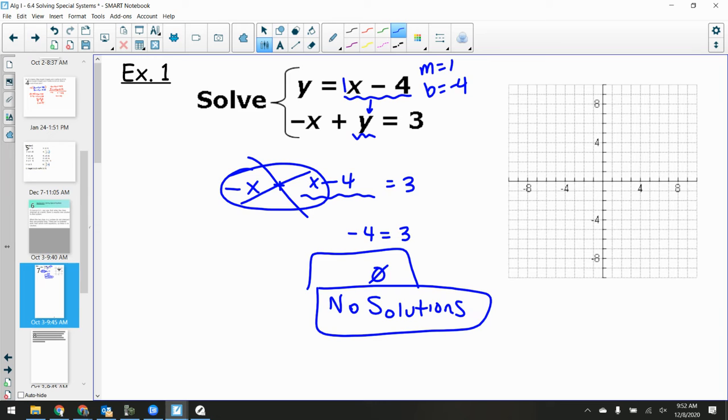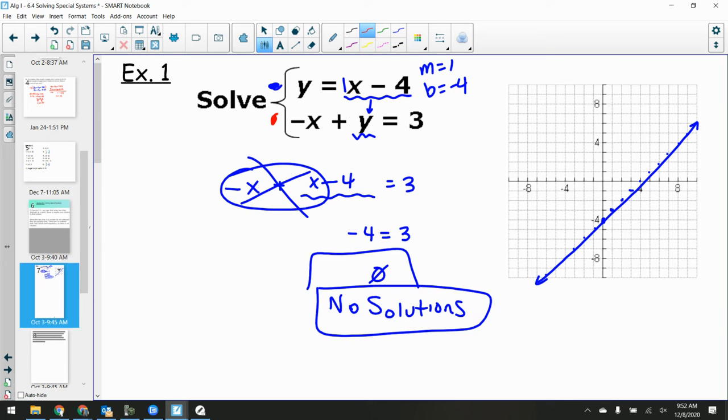All right, so let's go down here. Y-intercept is negative 4. Your slope is 1. Rise 1, run 1. Or down 1, left 1. There's my line. Now, that's line 1. Let's look at line 2.